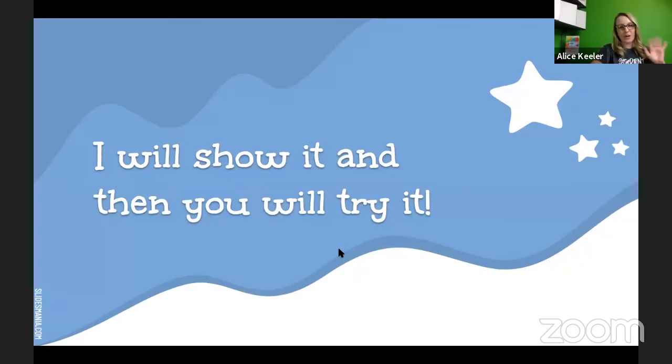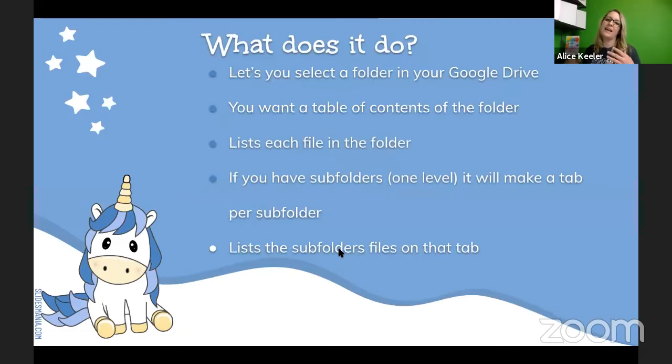All right, so I'm going to show it and then you're going to try it. It lets you select a folder in your Google Drive. You want a table of contents of that folder. It lists each file in the folder. And if you have subfolders, now this only goes one level deep, because when you start to do the math on subfolders of subfolders, it gets a little crazy with the branching. And so I just don't do that. So you get up to one folder level deep. So folder in the folder, but not folders in the folders in the folders.